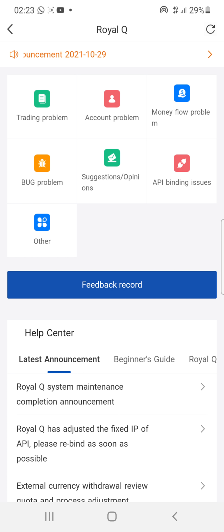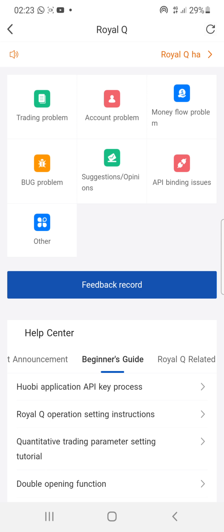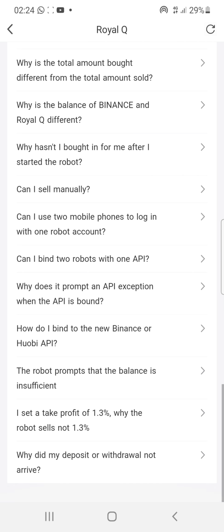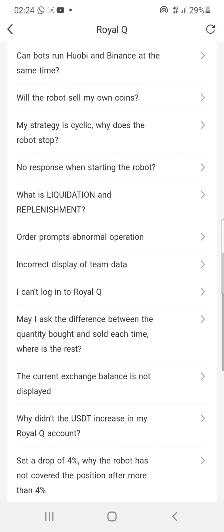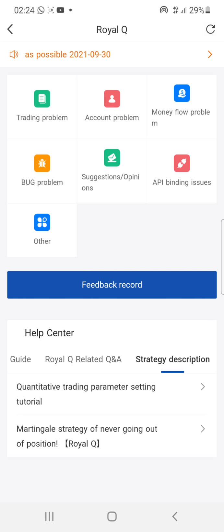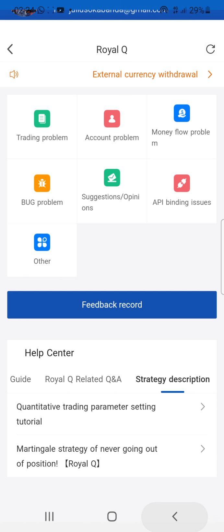So you can talk to the back office, which works 24 hours, 7 days. Then you have a beginner's guide for anything you want to know. Then you have related questions. If you have questions that you need to know, they are provided here. So you can have your question answered. Okay. Then you have the strategy description that talks about which strategies Royalq is using.